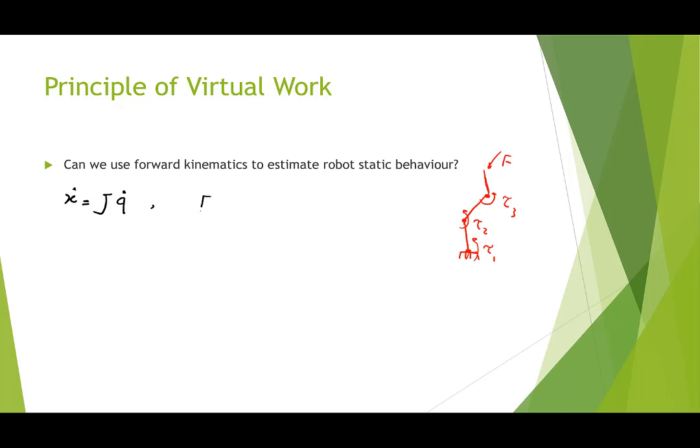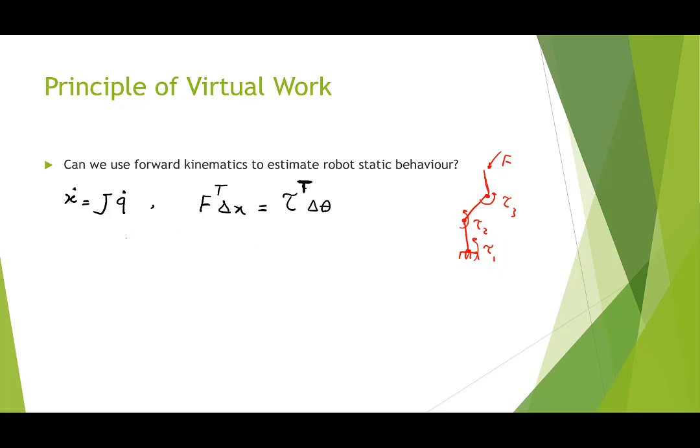In other terms, the force times the change in the end effector position is equal to the torques times the change in the joint positions. So if we move the joints slightly, the force should move the end effector by delta x and bring it back to its position. This is the principle of virtual work.